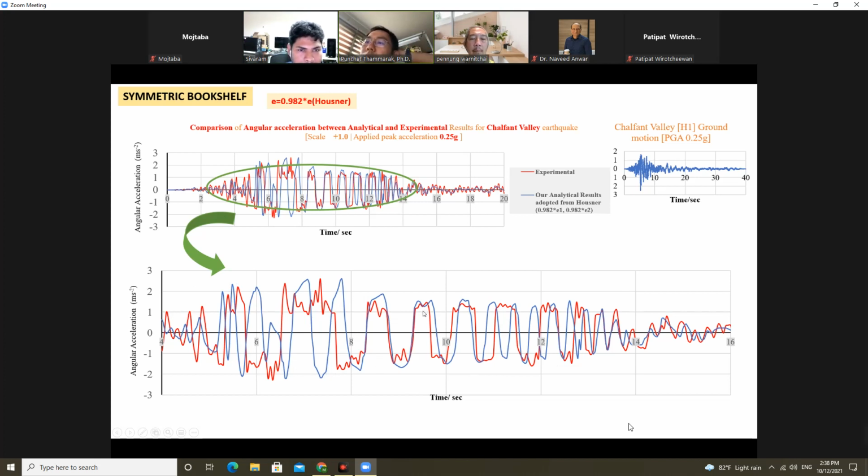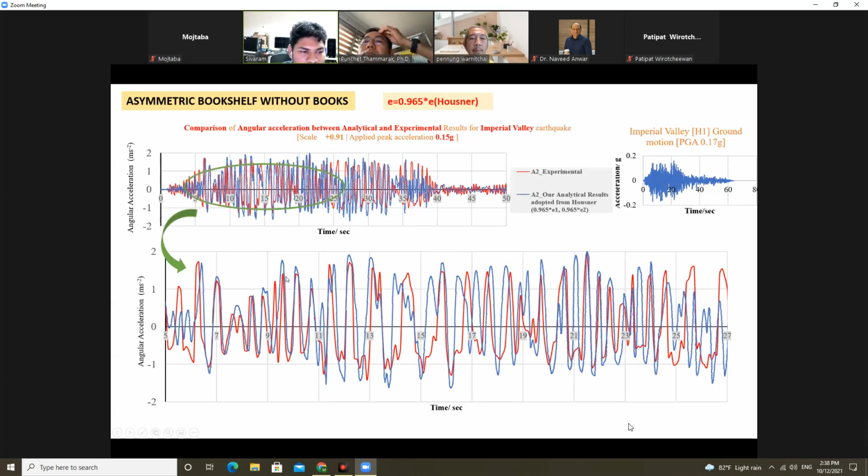For the symmetrical bookshelf, the boundary line is the same for both sides, but for the asymmetrical block, the boundary line won't be the same. As I said earlier, it will always have high angular acceleration in the cylinder direction and overturn also in the cylinder direction as well.